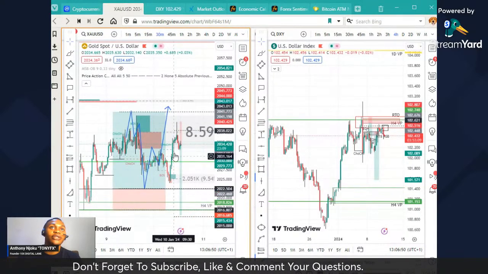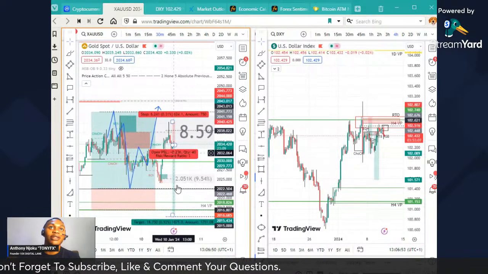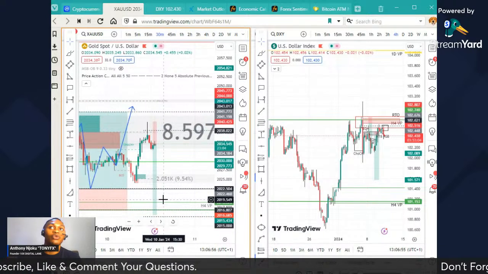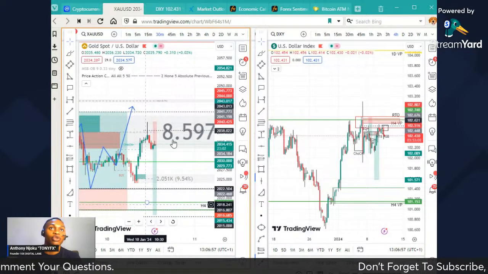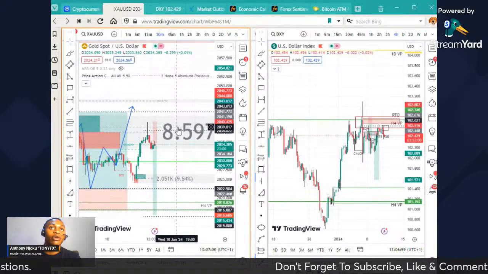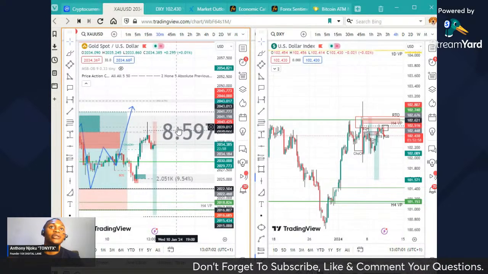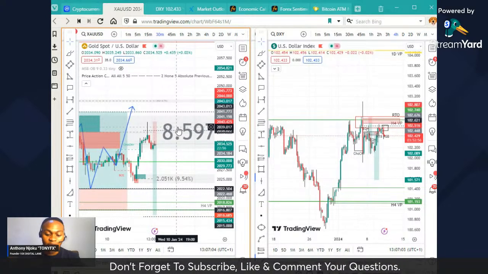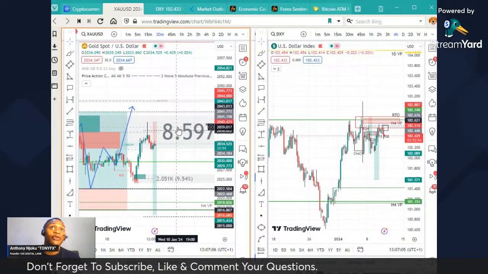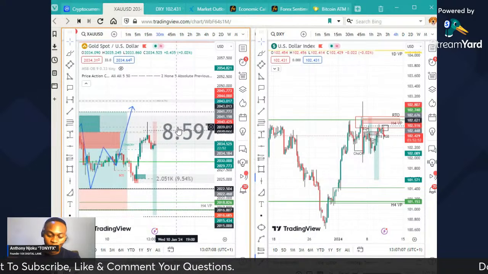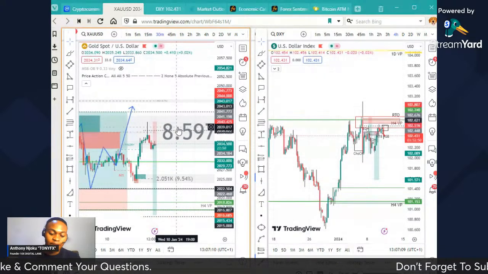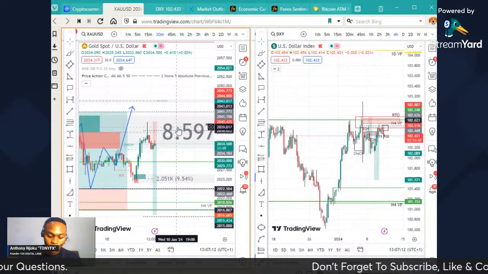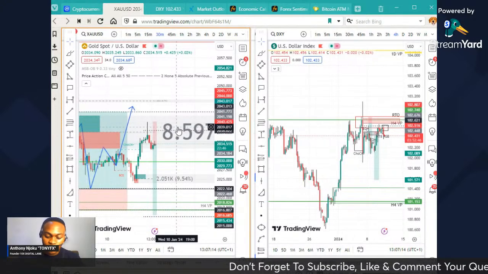Okay, so this trade for a buy is still valid, but currently we're expecting the market to drop down to come and fulfill this order block before we continue the push to the upside. So that's what I see currently for gold. So we'll be watching out for that definitely.